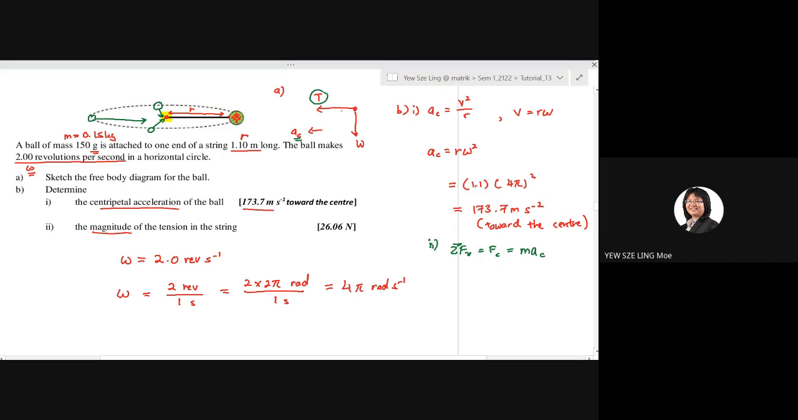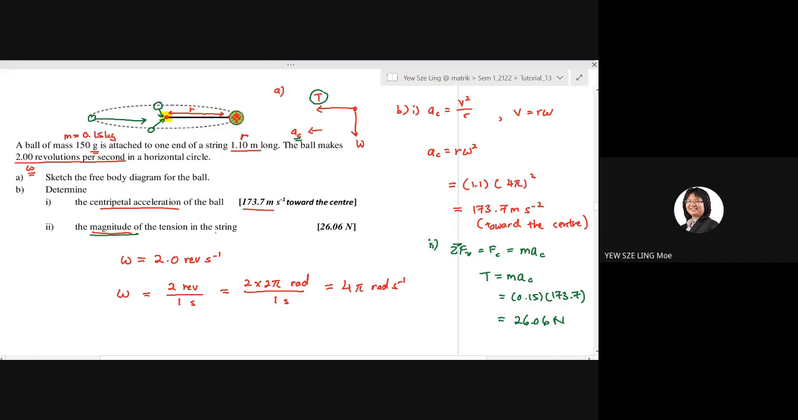So along the x component, I have only one force, which is tension. Therefore, T equals m AC. The mass given is 0.15 kg, 0.15 times 173.7, which equals 26.06 Newton. You don't have to state the direction because it's just asking for magnitude.